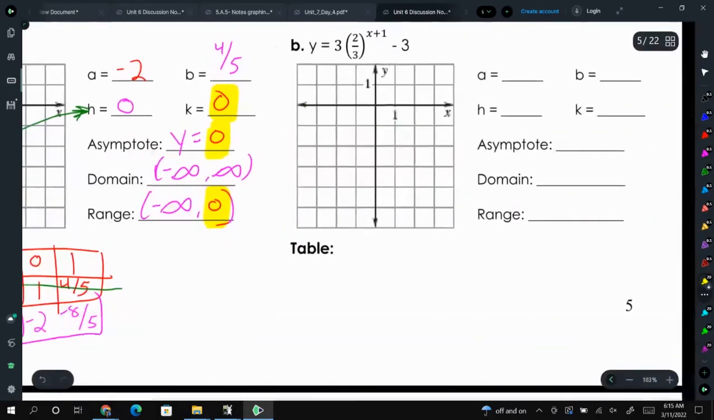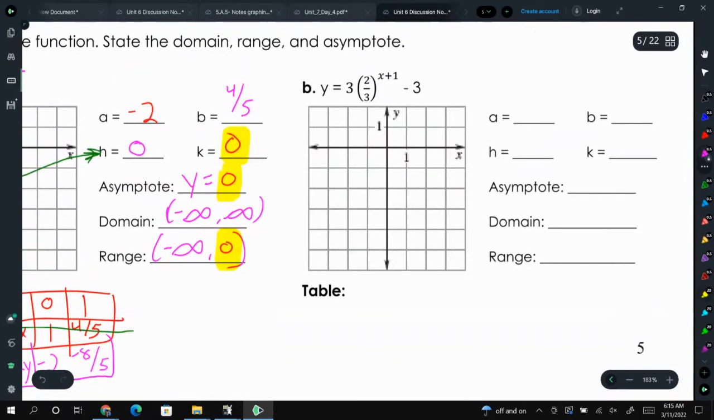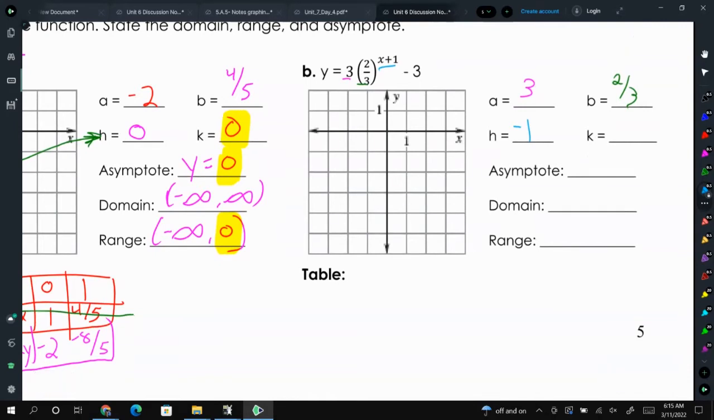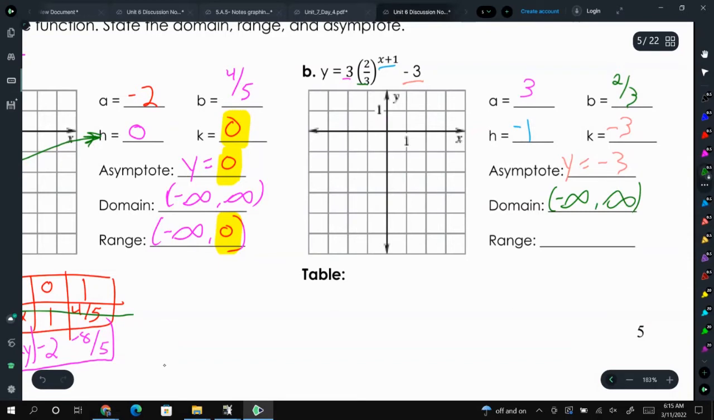All right, now this function over here that we're going to graph, our a value is 3, our b value is 2/3, our h value is -1, because remember, it's the opposite of what you'd see, and our k value is -3. So that means our asymptote is going to be y equals -3. Our domain is -infinity, infinity, and our range is going to be -3, infinity, because our a value is positive.